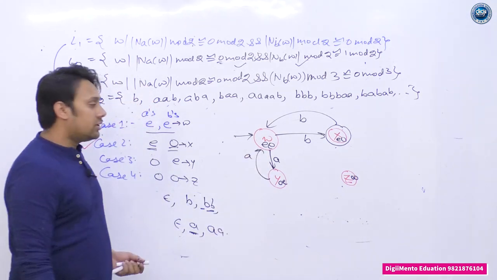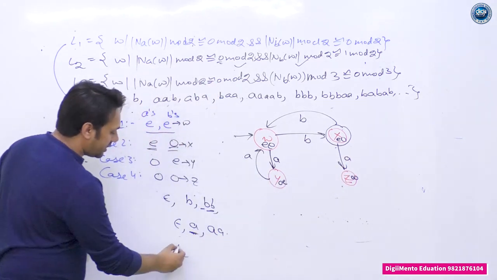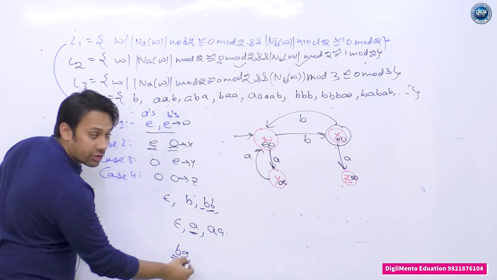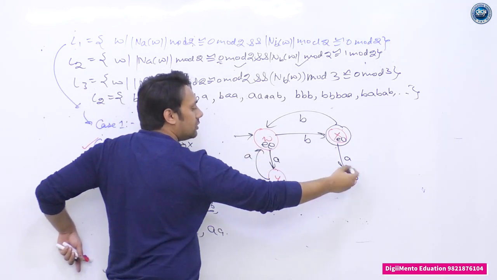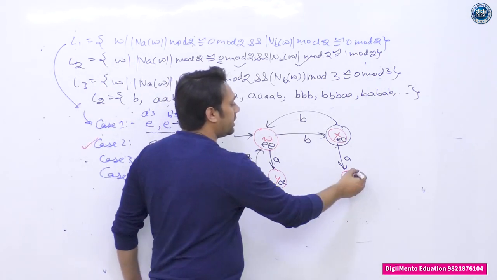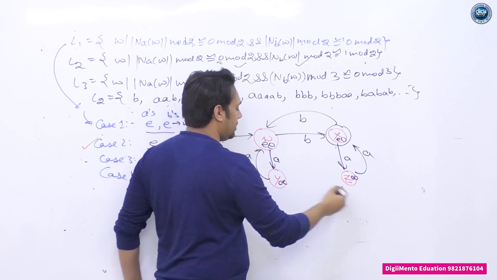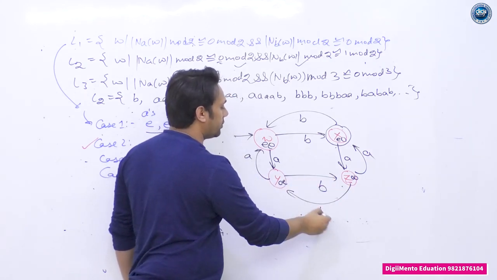Okay? So here if I give one more A, what will happen? The string we get will be BA. So in this, AB is odd and BB is odd. So BA: AB odd, BB odd. So we should go to the state Z. If I get one more A here, I'll go to the state X. In the same way here, if I get a B, I'll go to the state Z. If I get one more B, I'll go to the state Y.